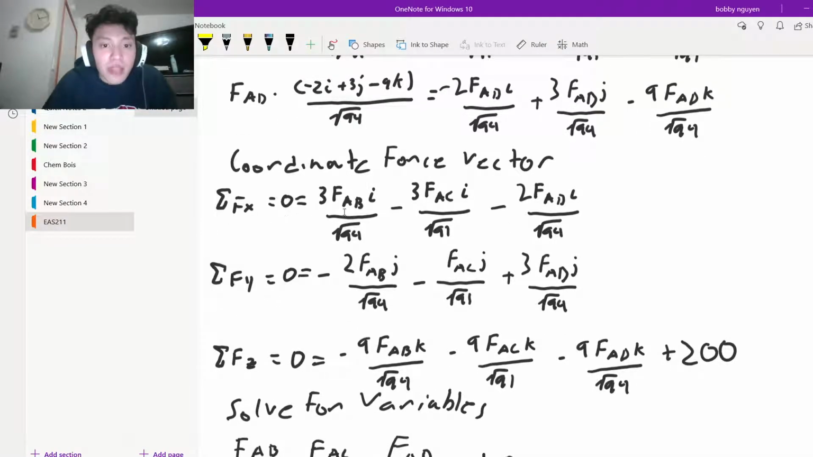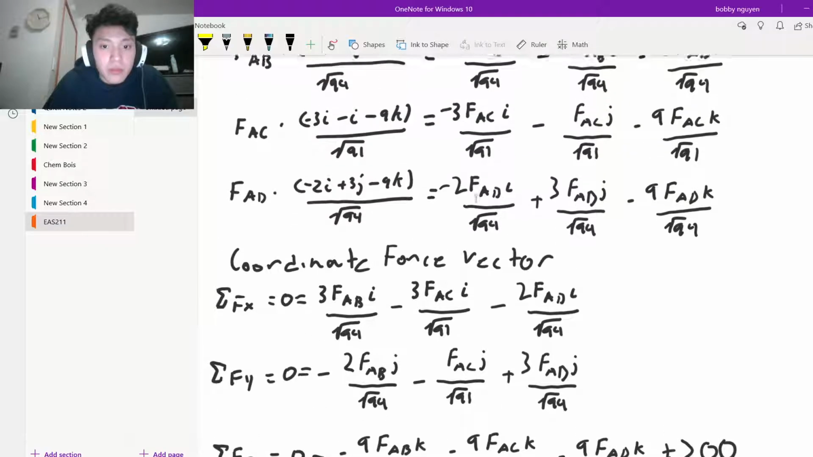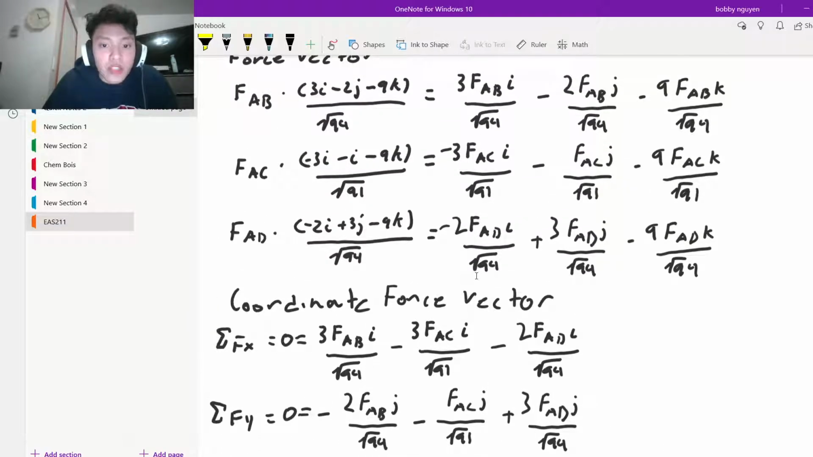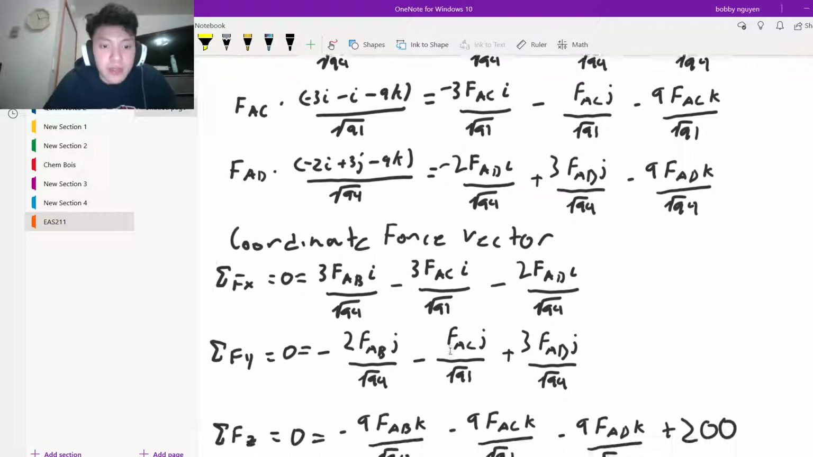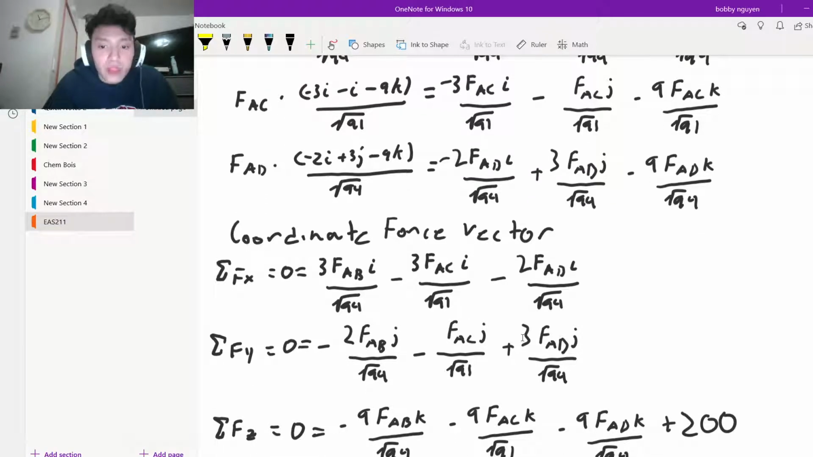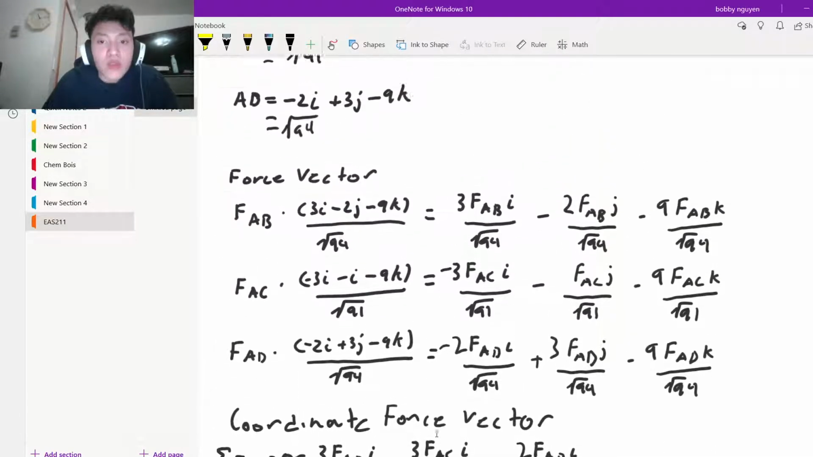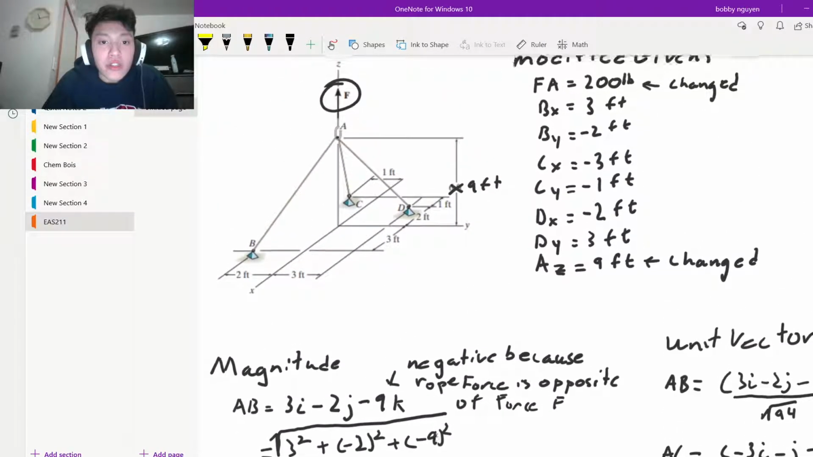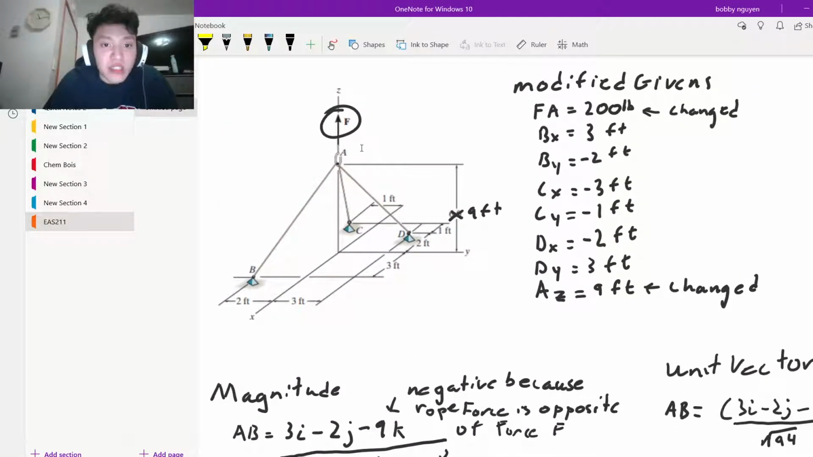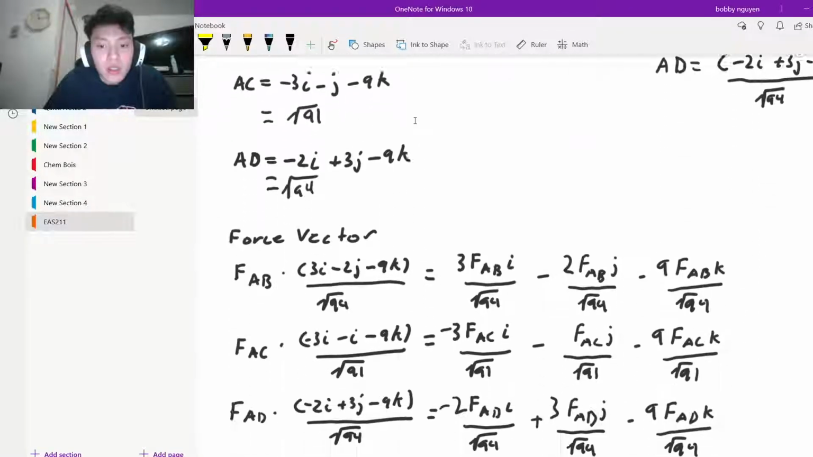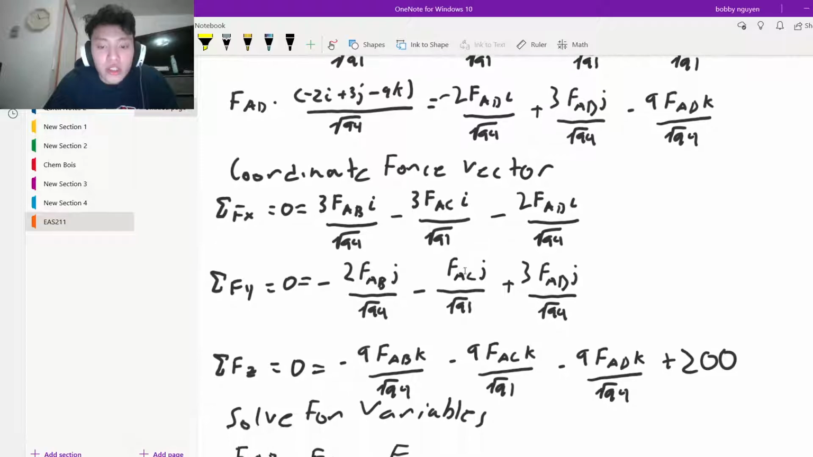Now, in the x direction, you can see here, each force vector will have a component in the x direction, same in the y, same in the z. If we look here, z is a little different because, if you remember earlier, there's an extra force acting in the z direction right here, the 200 pounds. So you have to add that onto the equation. And with that, we know it all equals 0.